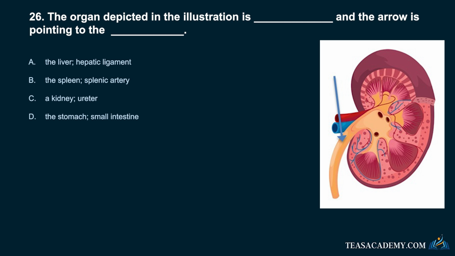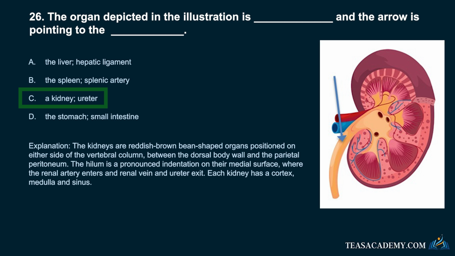26. The organ depicted in the illustration is blank and the arrow is pointing to the blank. A. The liver, hepatic ligament. B. The spleen, splenic artery. C. A kidney, ureter. D. The stomach, small intestine. Correct answer, C. A kidney, ureter.